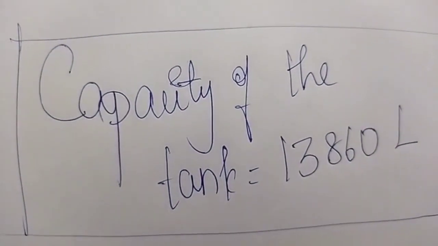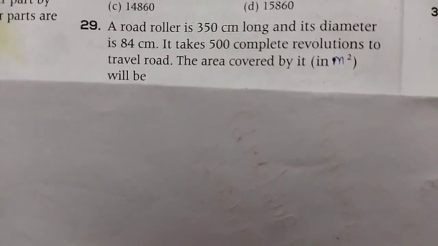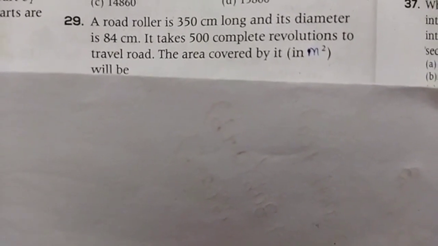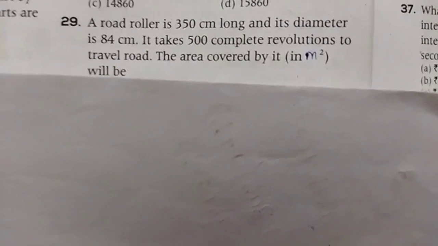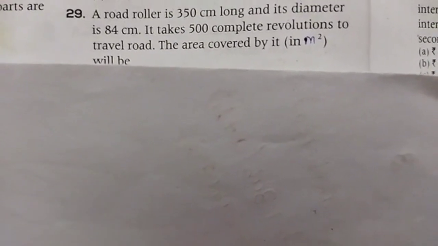Let's go to next sum. A road roller is 350 centimeter long and its diameter is 84 centimeter. It takes 500 complete revolutions to travel a road. The area covered by it in meters square will be. Listen, there is a road roller. What is the shape of road roller? Road roller shape is nothing but cylinder, right? It is in the shape of cylinder.